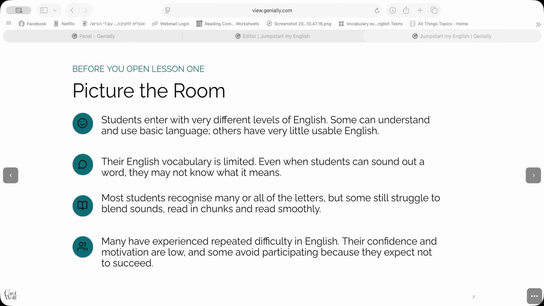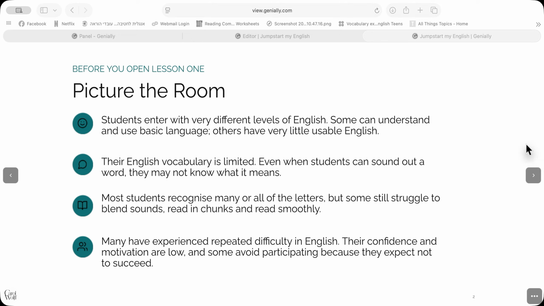Before we look at the lessons, picture the students in the room. They do not all begin at the same level. Some can understand and use a little English, while others have almost no usable classroom language. Their vocabulary is limited. Even if they manage to sound out a word, they may not understand it. Most recognize the letters, but some still struggle to blend sounds and read smoothly.